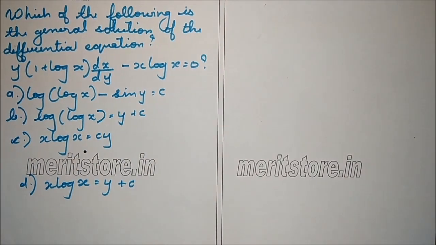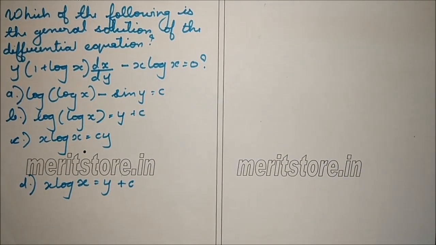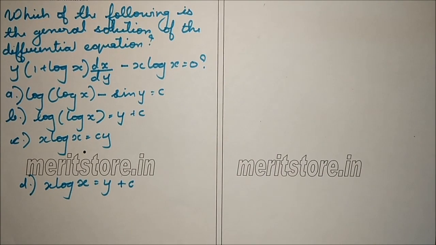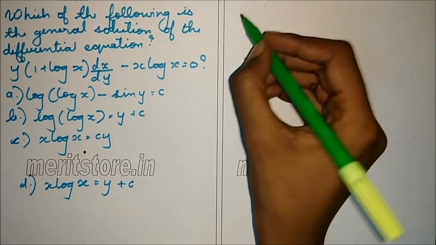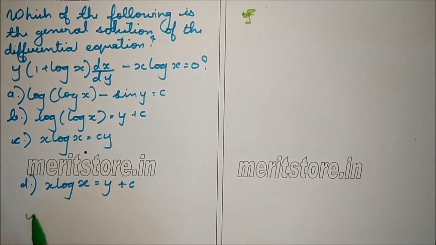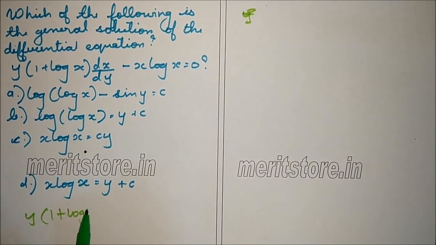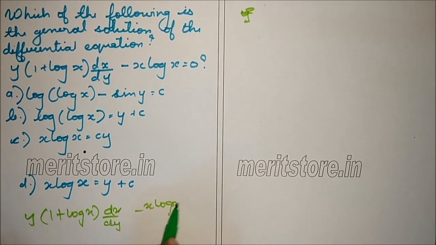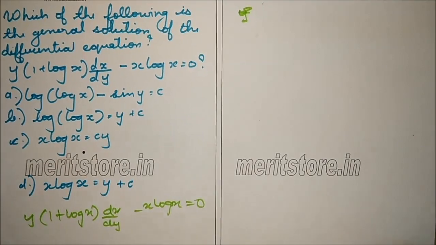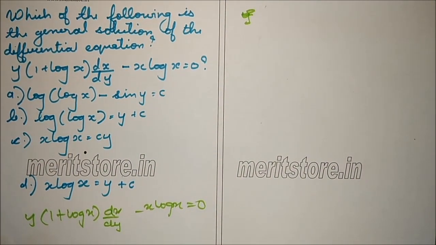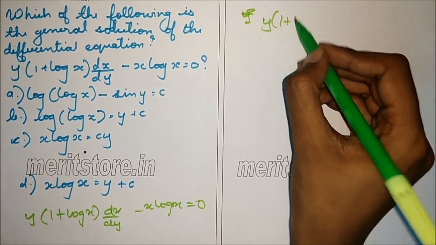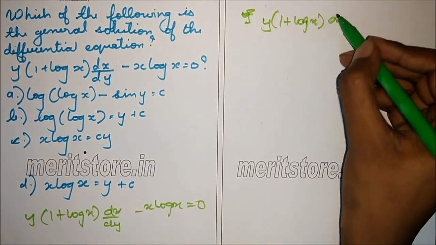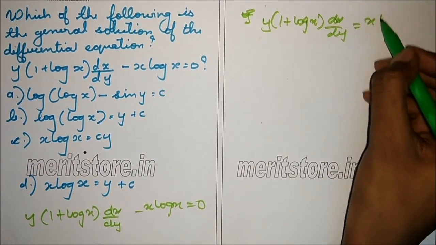Which of the following is the general solution of the differential equation y into 1 plus log x dx by dy minus x into log x equals 0? So we are given that y into 1 plus log x dx by dy minus x log x is equal to 0. So this is a given differential equation. So we shuffle the terms. So this will be y into 1 plus log x dx by dy is equal to x log x.